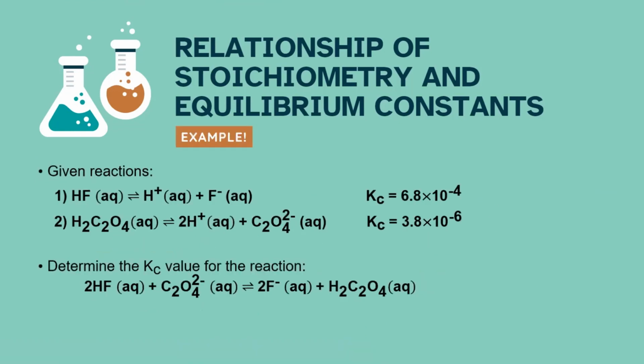Now let us try to apply them in some examples. Here there are two given reactions as shown, and we need to get the equilibrium constant, or the Kc, of the desired chemical reaction as written below. You may pause the video to try answering.